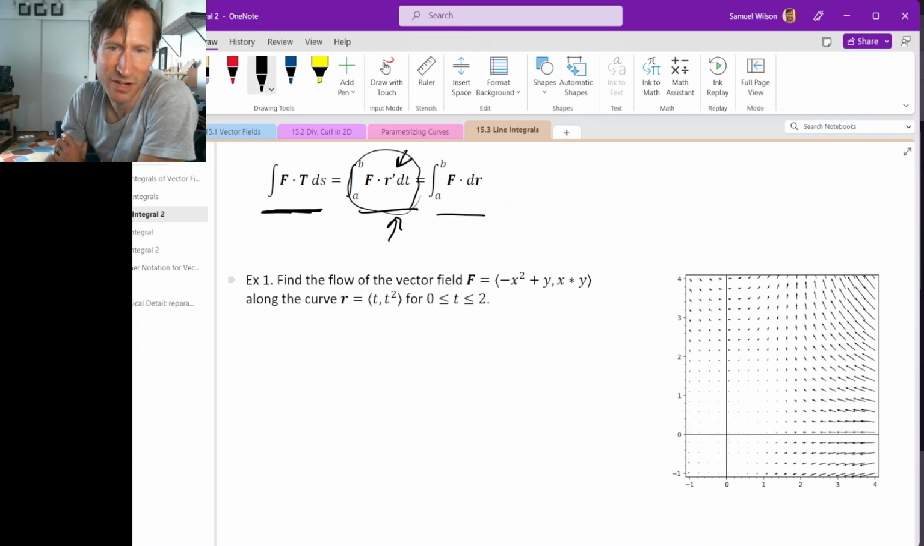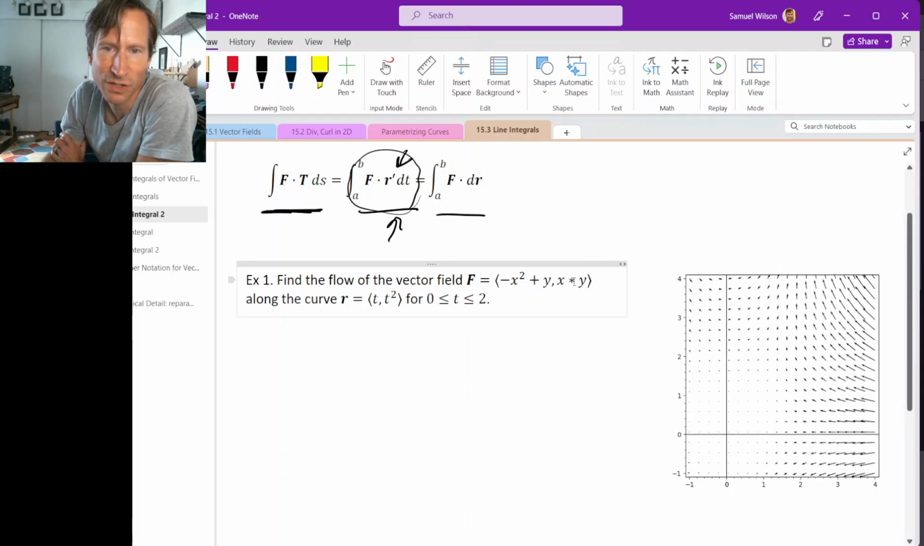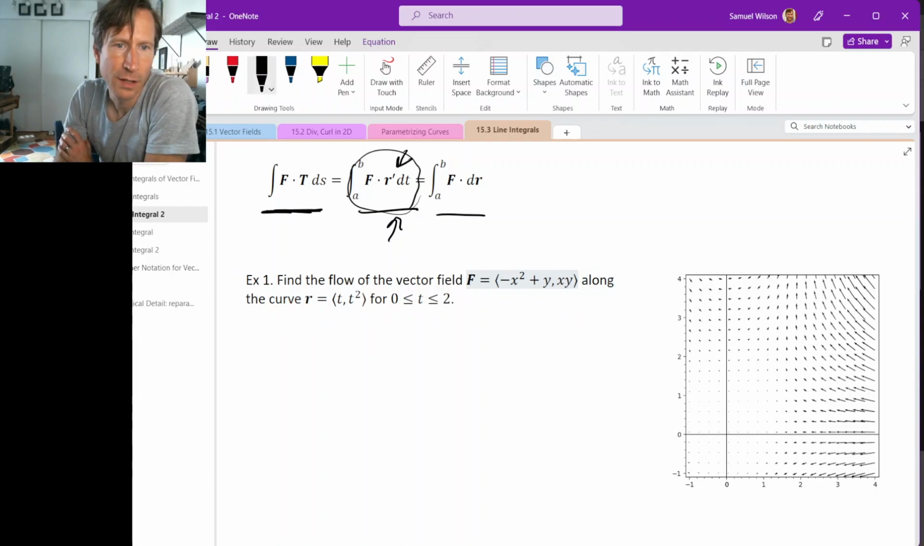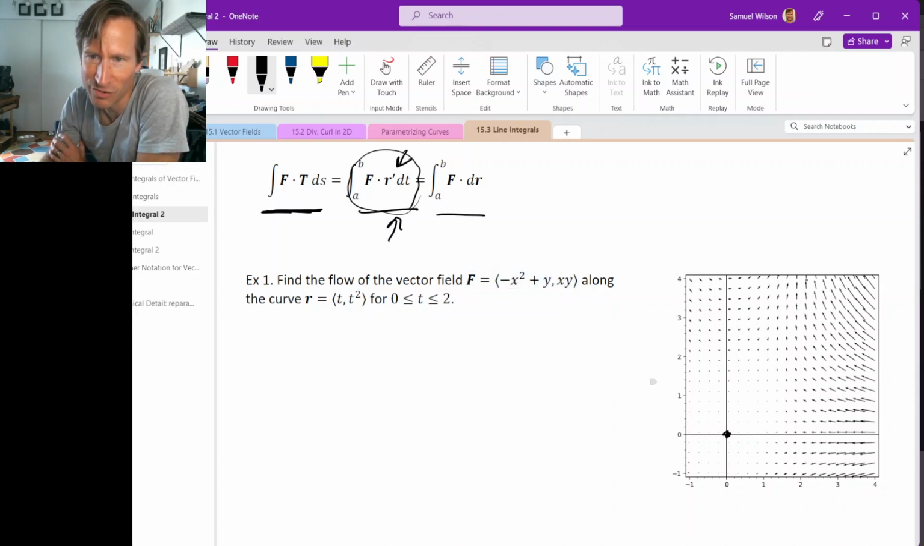We'll find the flow of this vector field along this curve, (t, t squared) for t going from 0 to 2. We can actually sketch what this curve is doing. This is really just parameterizing a parabola that starts here at (0, 0) and then goes up to (2, 4). So something like this.